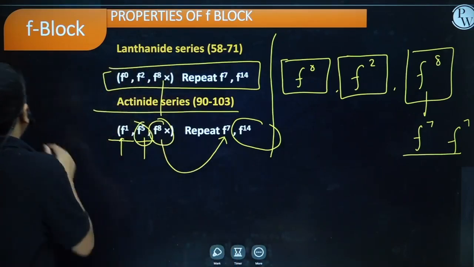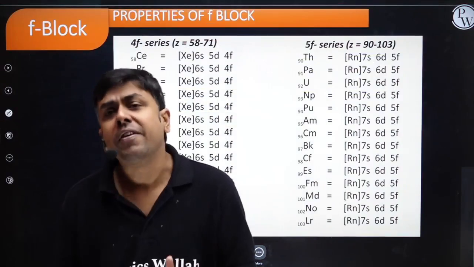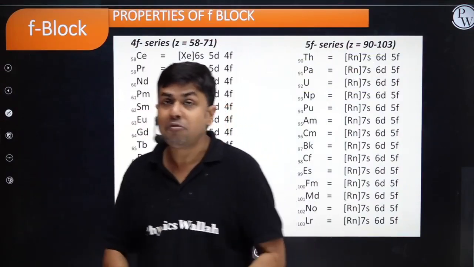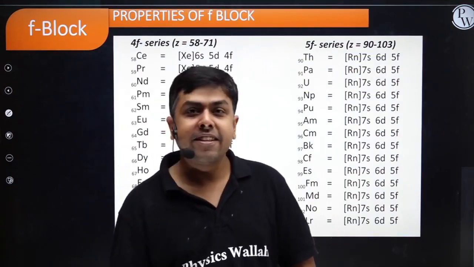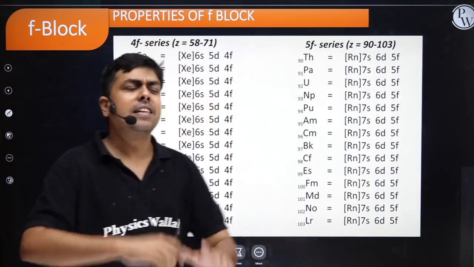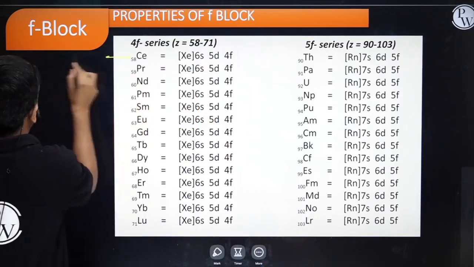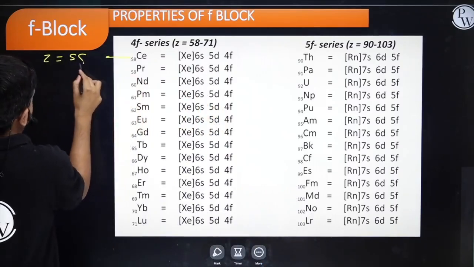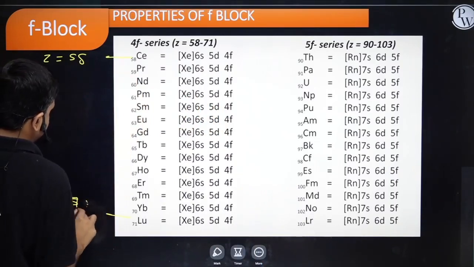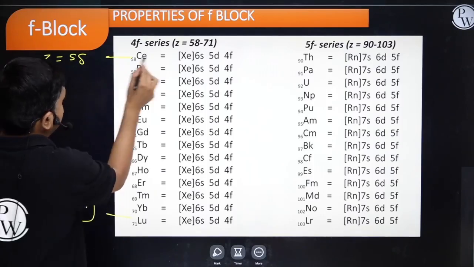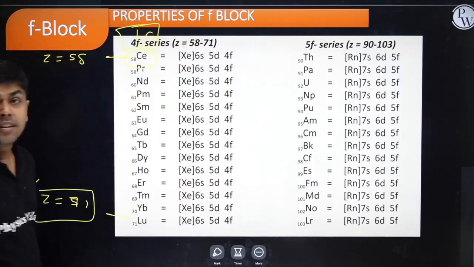Student, now let's write the configuration of these elements. Now let's discuss about these 4F and 5F series, the elements involved, and the electronic configuration of these lanthanide series and actinide series. First, let's focus on 4F series. Starts with Z equals 58, ends at Z equals 71. The last element is lutetium. The first element is cerium. It starts just after lanthanum, right?